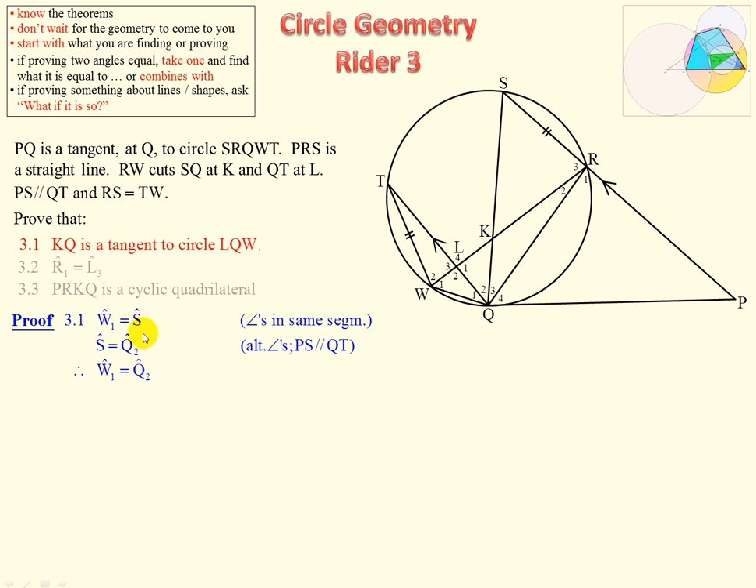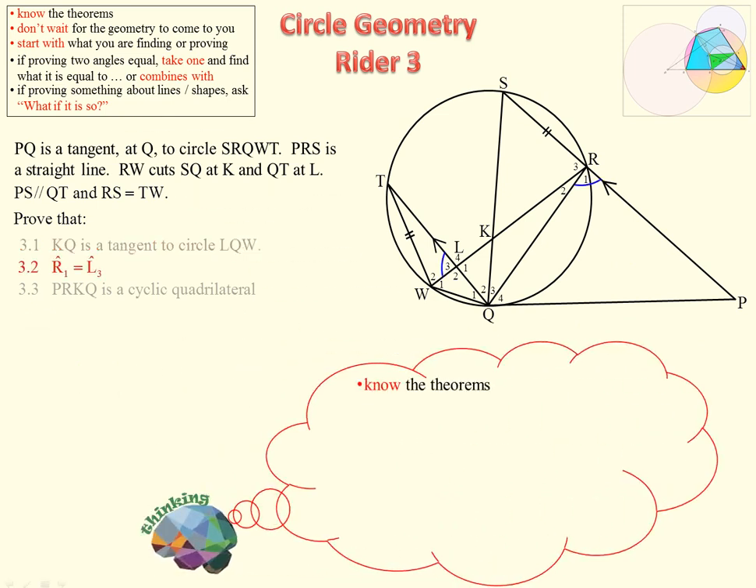Notice no reason. This is what we call axiomatic. It's an obvious fact that follows on. W equals S, which equals Q, therefore W equals Q. So therefore, KQ is tangent to circle LQW, and our reason is converse tan chord, or converse alternate segment theorem, or converse angle in the alternate segment.